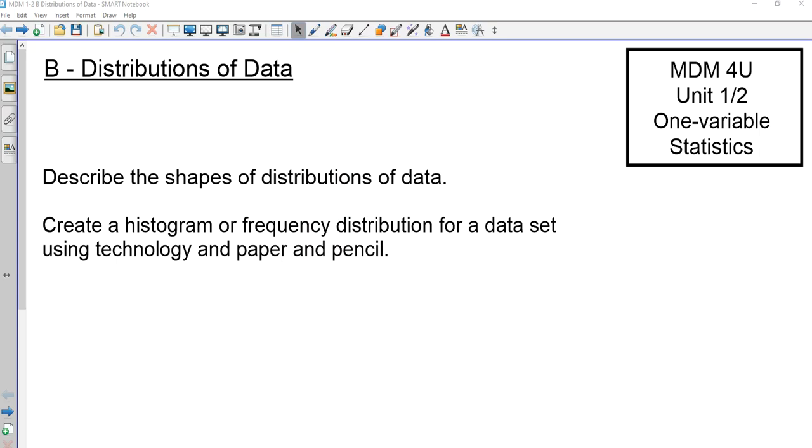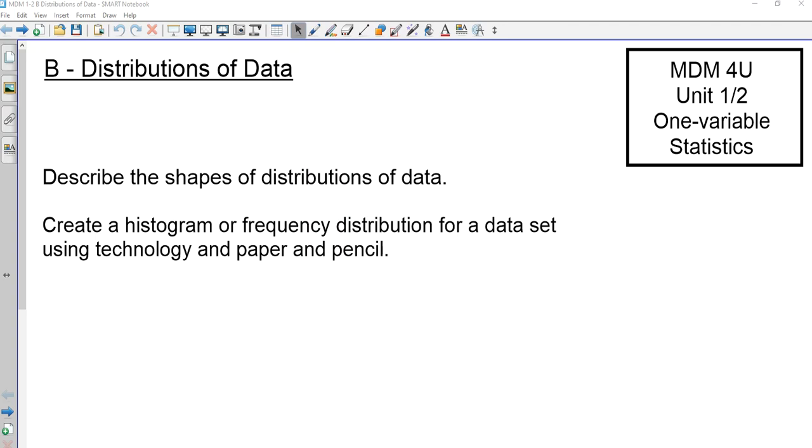Alright, distributions of data. This is our second lesson here in Unit 1-2, One Variable Statistics. And this follows from the stuff that we did yesterday, or in the first lesson, on graphing, when we were making frequency distributions and histograms. So the point of doing those histograms is to look at the distribution of data over its range.